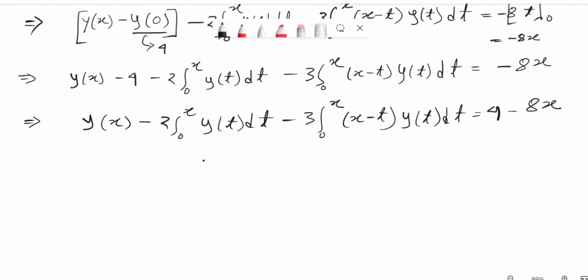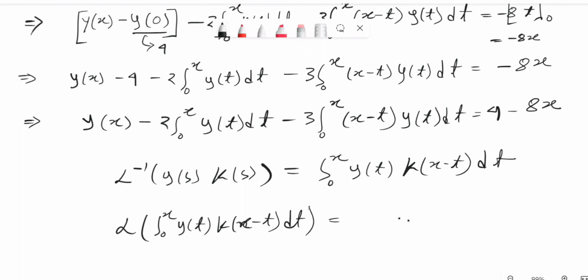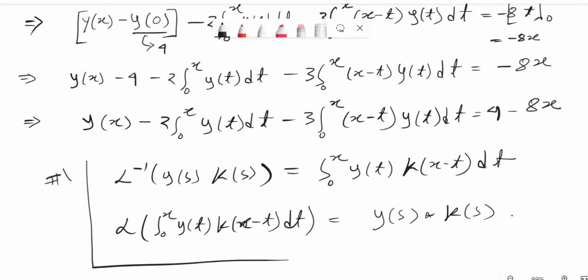Now to perform the Laplace transformation, we need to know one concept, which is, if the Laplace inverse of y(s) k(s) is equal to the integration of 0 to x y(t) k(x minus t) dt, so we can write it as the Laplace of the integration of 0 to x y(t) k(x minus t) dt is equal to y(s) star k(s). So I can write this thing. Okay, so this is a method.